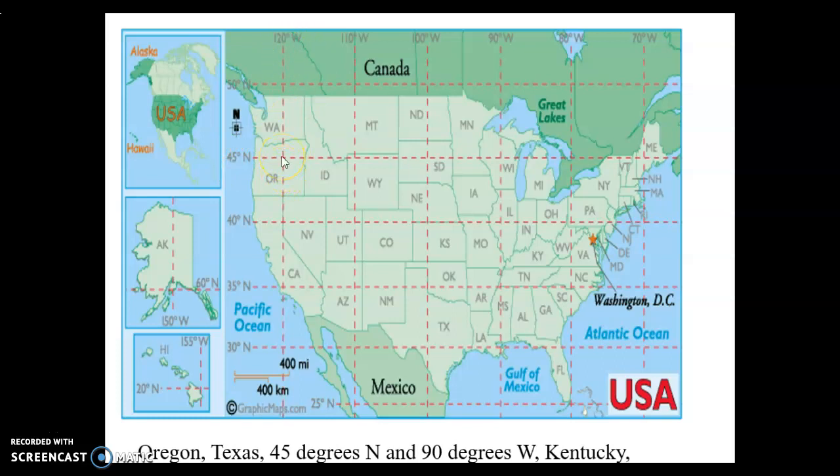And let's say I want to find something that is 30 degrees north and 100 degrees west. Well, I could go to 30 degrees north. And I got to go over. Oh, here's 100 degrees west. So where those two lines meet, 30 degrees north, 100 degrees west, we've got Texas. So pause my video, take a couple minutes to practice finding these other places down here.